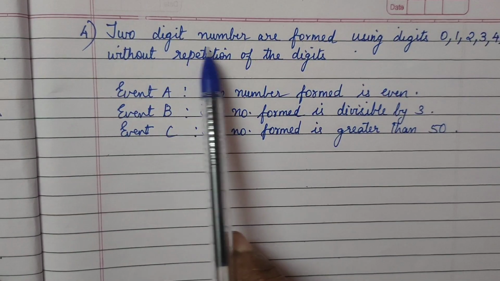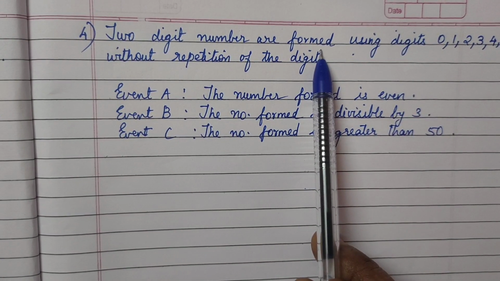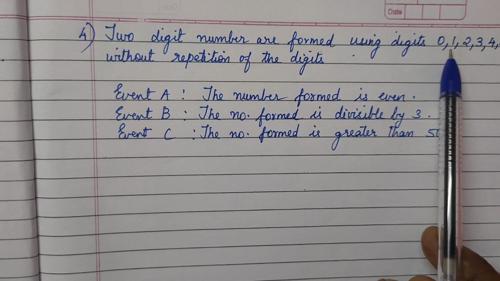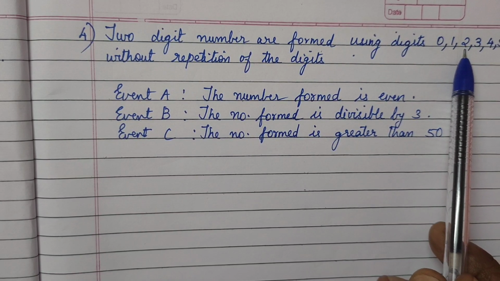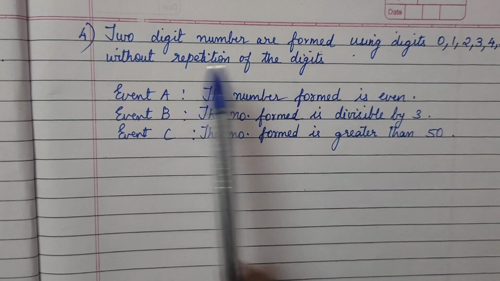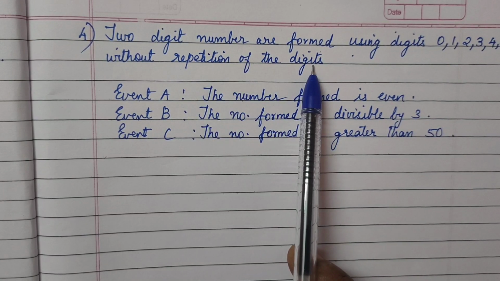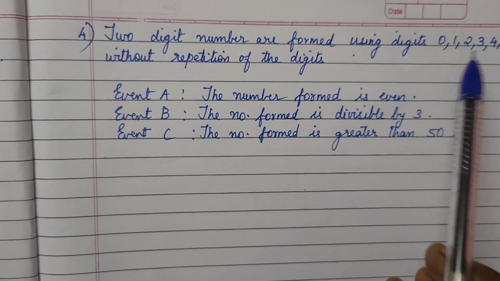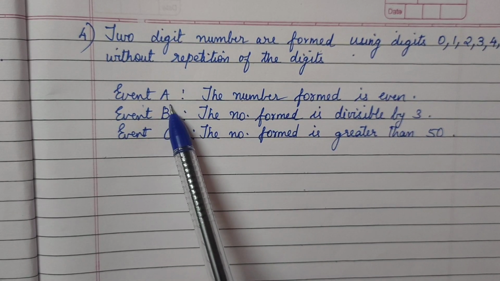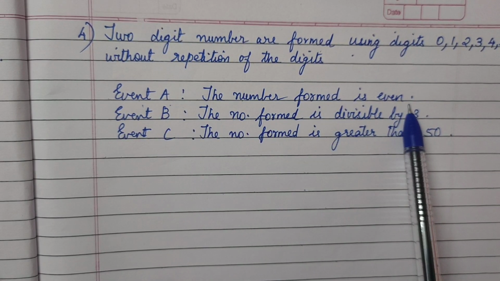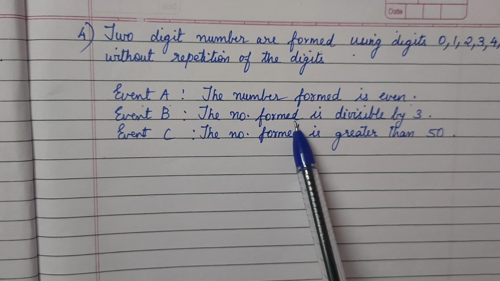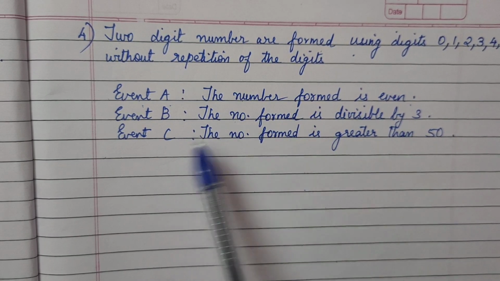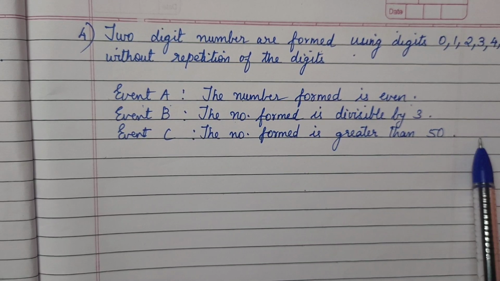Fourth question, 2-digit numbers are formed using digits 0, 1, 2, 3, 4, 5 without repetition of the digits. Repetition means numbers repeat नहीं होना चाहिए, कौन सा भी number. Event A, the number formed is even. Event B, number formed is divisible by 3. C, number formed is greater than 50.